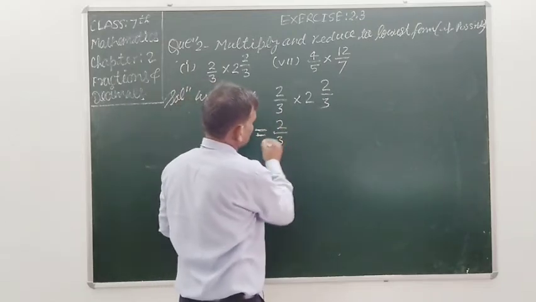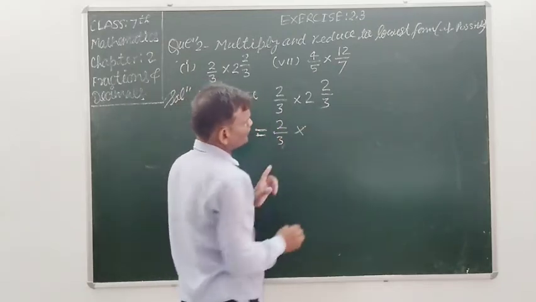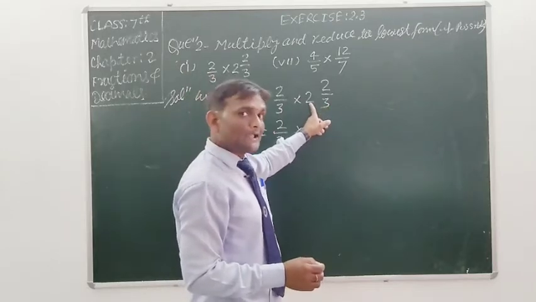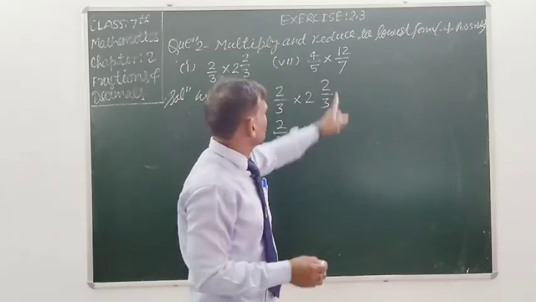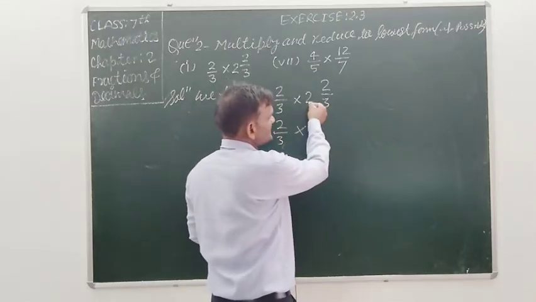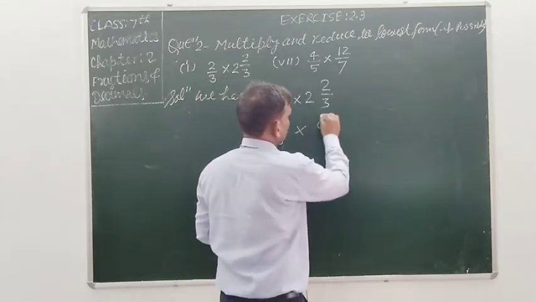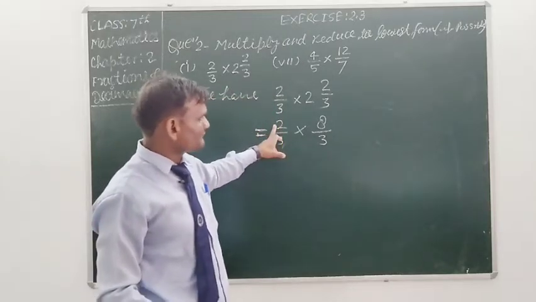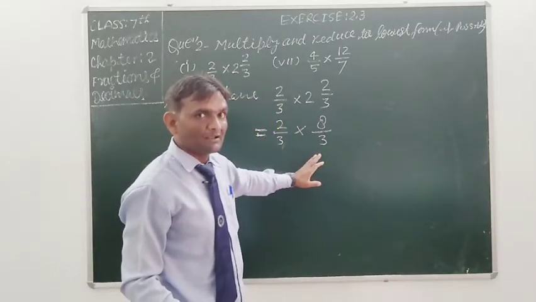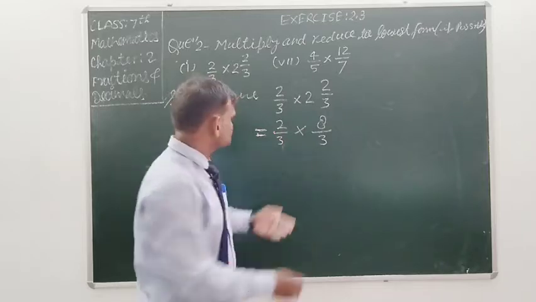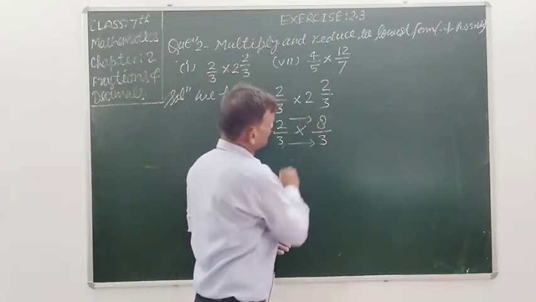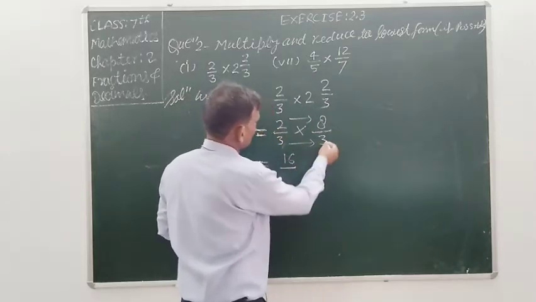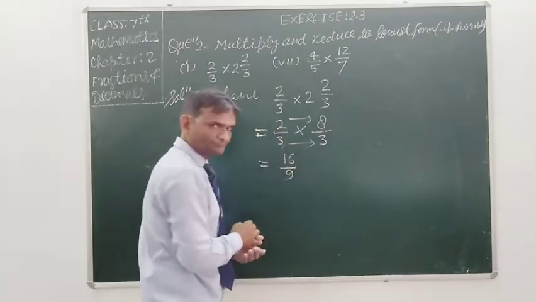First we write the same fraction, we multiply the denominator by the whole number, and in the product we add the numerator. So 3 2s are 6, 6 plus 2, that is 8/3. Now student, you are seeing that this is the proper fraction and this is the improper fraction. So we can multiply easily, numerator to numerator and denominator to denominator. We get 8 2s are 16 and 3 3s are 9.